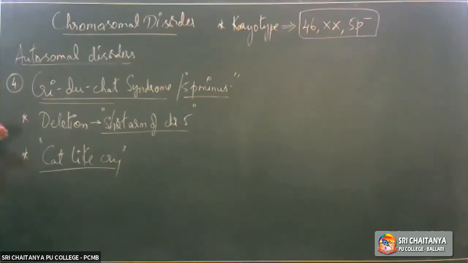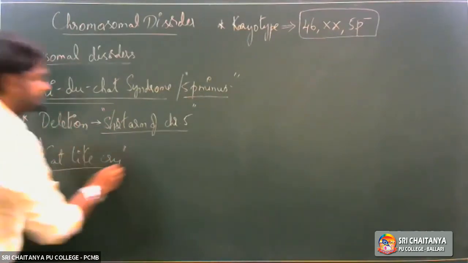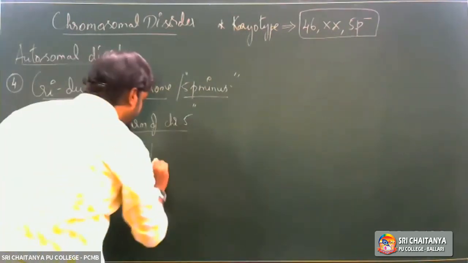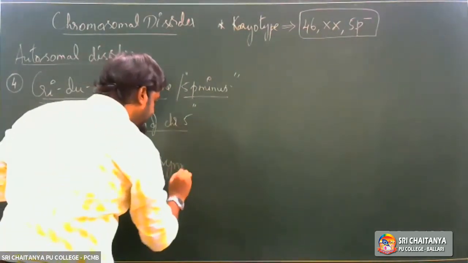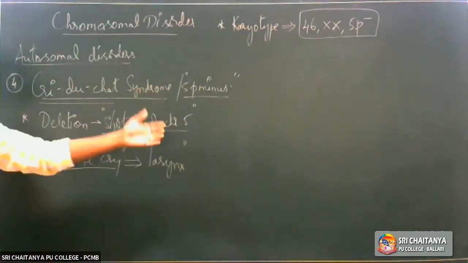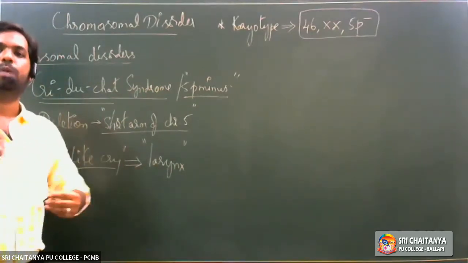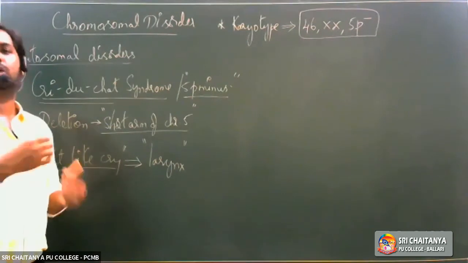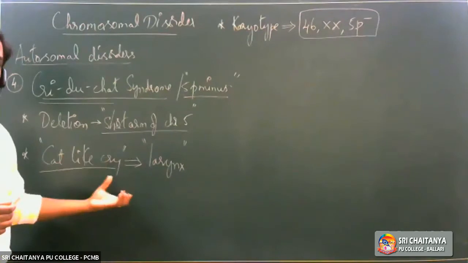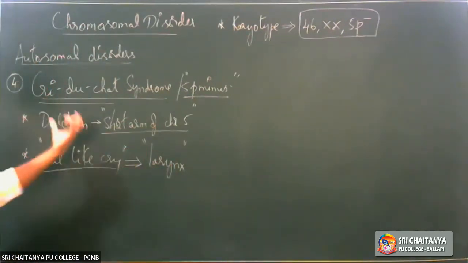Now, why does the child cry like a cat? This is mostly because of abnormalities seen in the larynx. We know that the larynx is the sound producing organ in our body. We also call it the voice box. The sound in our body is produced whenever we talk because of the organ called the larynx. So due to abnormalities in the larynx, there would be a cat-like cry.